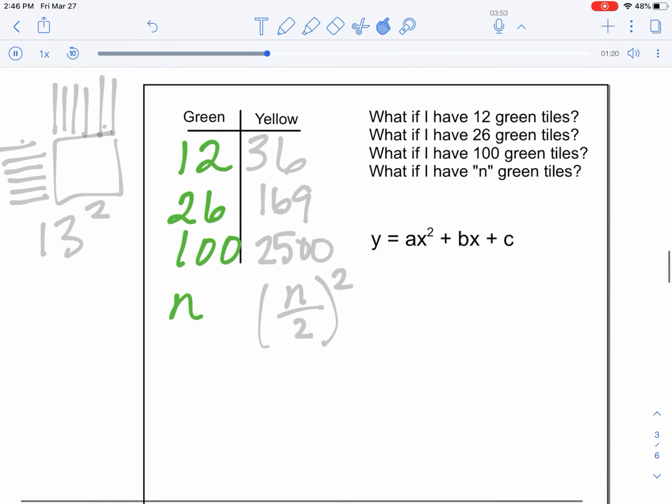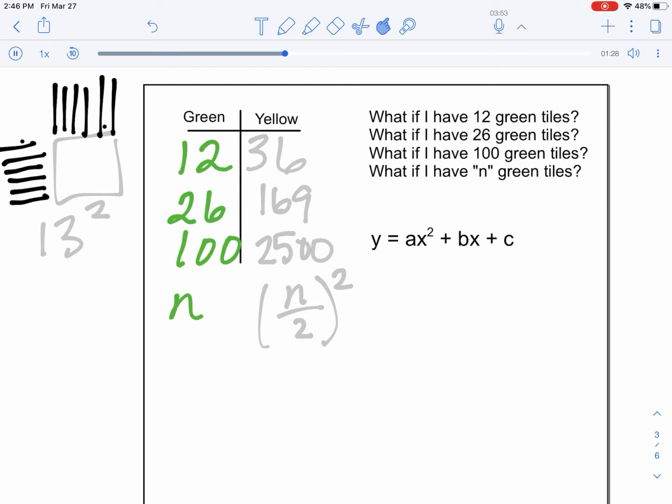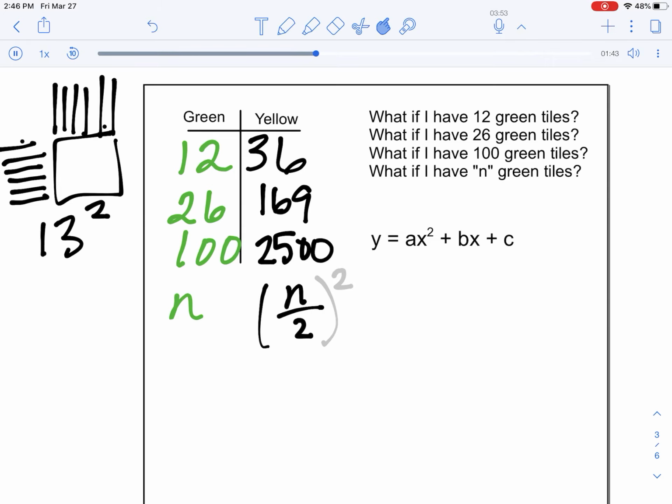So if I've got 12 green tiles, that would be 6 up here. 1, 2, 3, 4, 5, 6, and 6 on the side. So I would form a 6 by 6 down here. That would be 36. Half of 26 is going to be 13, and 13 squared is going to be 169. And that gives us 2,500 here. And this one we could call (n/2) squared.